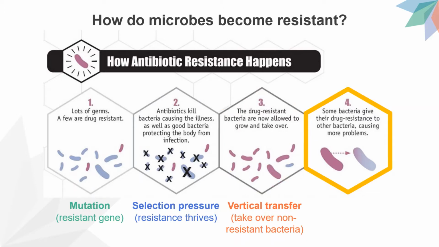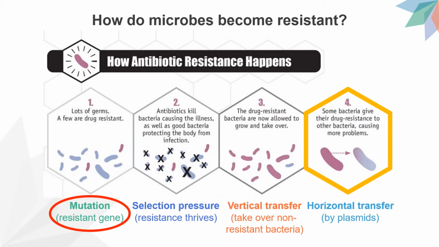Furthermore, some bacteria can give their resistant genes to another bacterium. They do it through horizontal transfer, that is, injecting their genetic material in the form of a plasmid into another bacterium. This way, antibiotic resistance can spread in the environment very quickly once a genetic mutation for resistance has occurred.